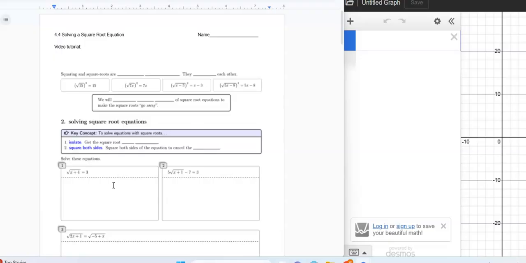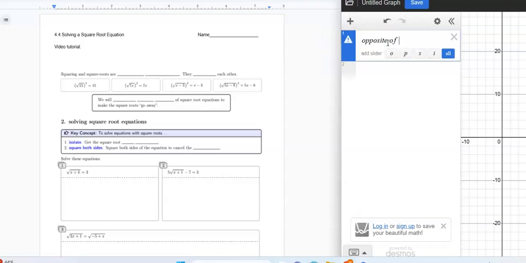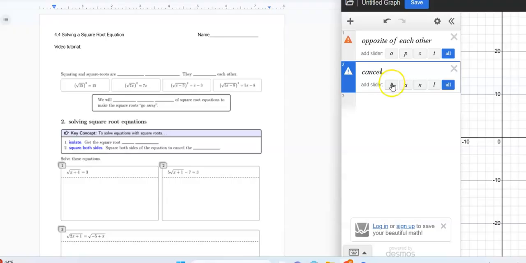Squaring and square roots are opposites of each other. They essentially cancel each other out. They give examples here. What if I square, the little 2 means squaring, what if I square the square root of 15? It becomes 15. That's just what happens. They cancel each other out.